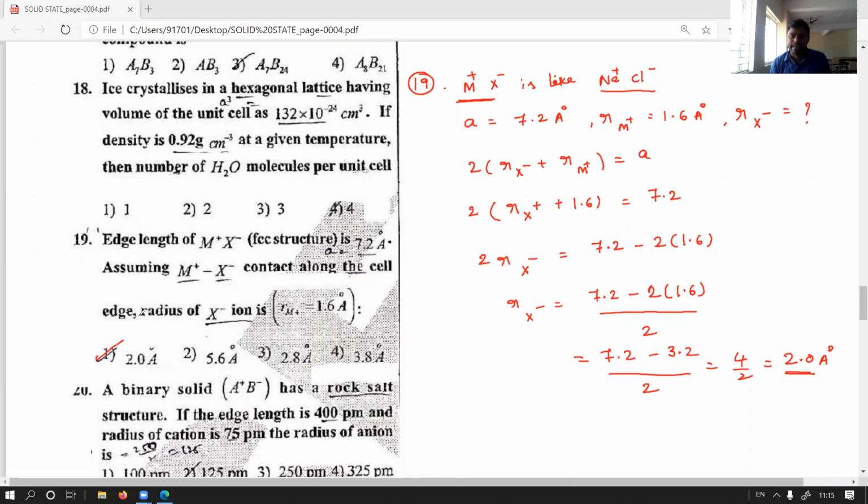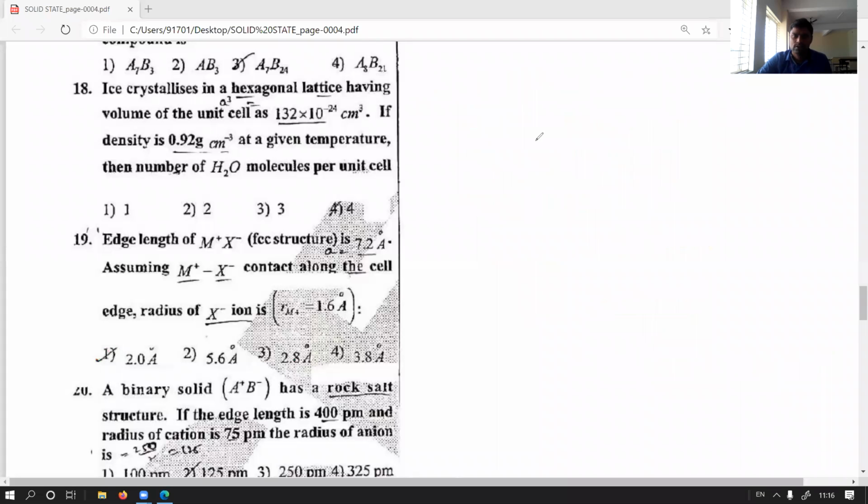So especially when M plus X minus, 1 unit positive charge and 1 unit negative charge, is present, immediately we have to imagine the structure of NaCl, sodium chloride like structure. In NaCl structure, the edge length is equal to 2 into radius of M plus, plus 2 into radius of negative ion, or X minus. So this is the edge length formula for NaCl like structures. Okay, that is very important. The same way, 19th question also same concept. Sorry, 20th question also same concept.